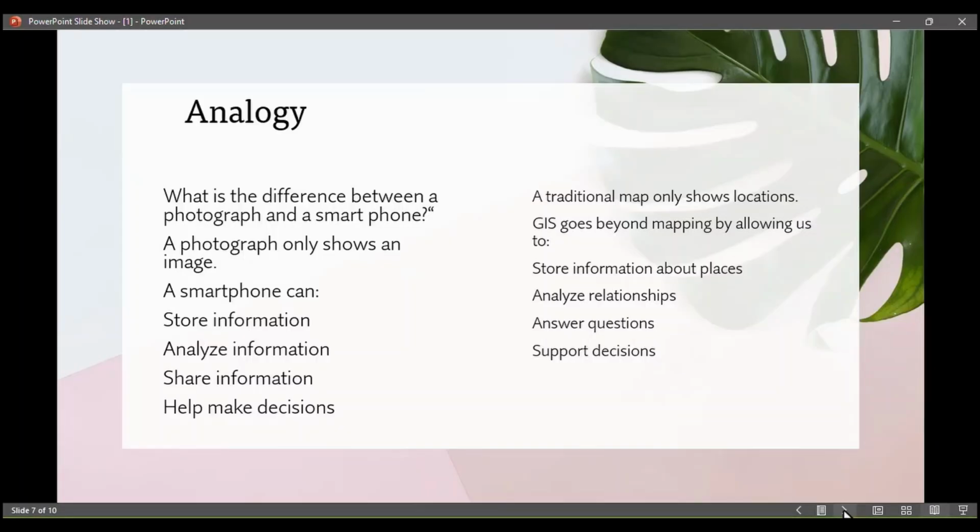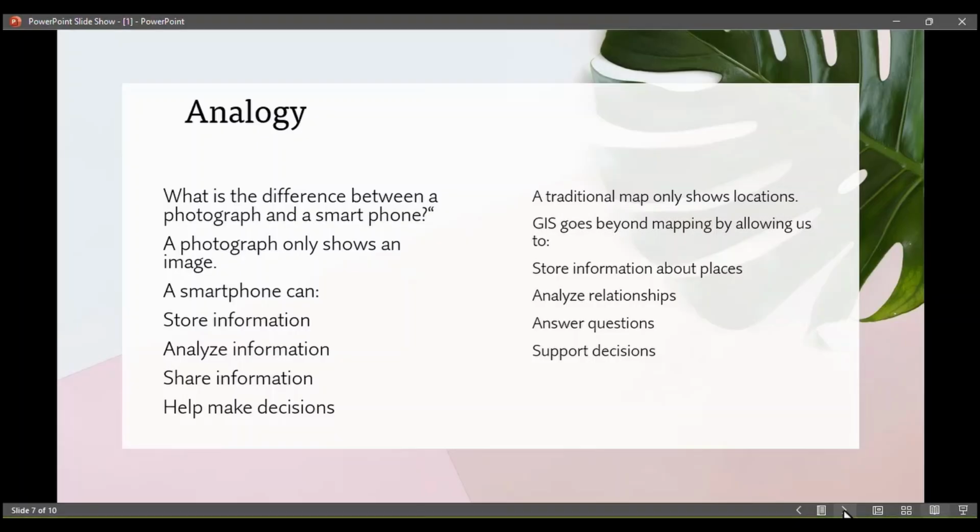Let's take this analogy. What is the difference between a photograph and a smartphone? A photograph only shows an image, while we all know that a smartphone stores information. Your contact information is stored in a smartphone. Pictures are stored in a smartphone. Videos are stored in a smartphone.